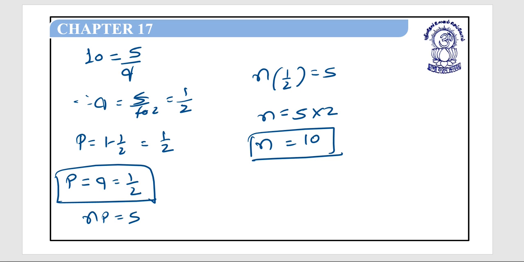Now np is equal to 5. So 10 is equal to 5 upon q. Now we can find out q easily. So q is equal to 5 by 10, so it is 1 by 2.